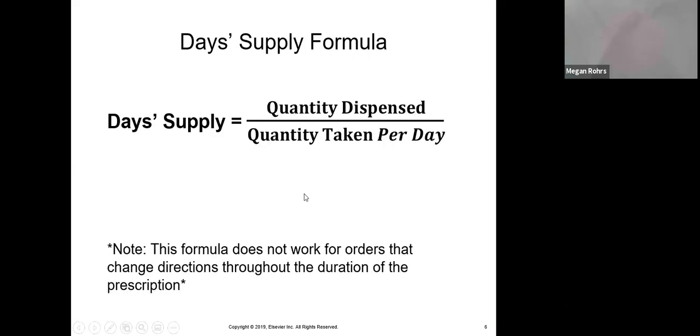So I also have this formula here. You really have to make sure that you know this formula and you understand this, and that you are able to calculate the day supply for a prescription. So I also put a little note at the bottom. This formula does not work for orders that change directions throughout the duration of the prescription. Okay, so if your SIG has a direction change in the middle, you can't just simply plug numbers into this formula. So I'm going to go through a problem like that here from the book.